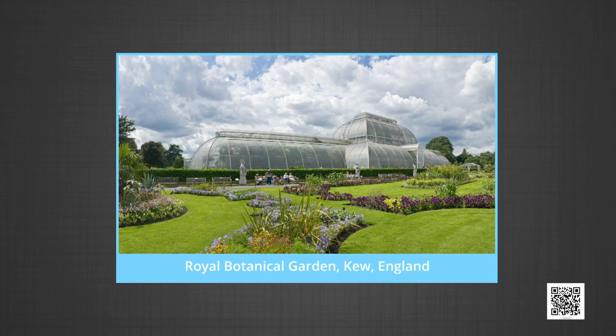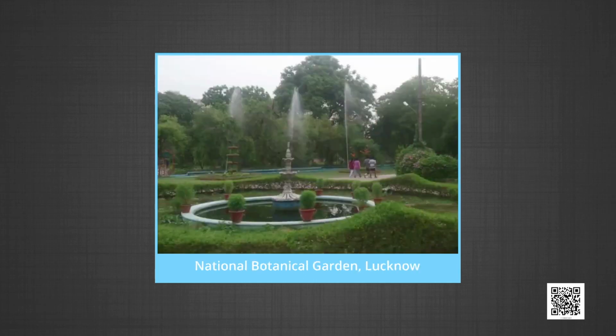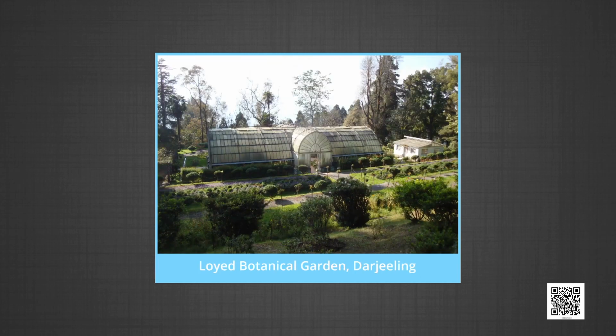It extends over about 200 acres of land. It was founded in 1759 by William Aiton. The largest botanical garden is the Howrah, Shibpur, Kolkata. It was established in 1787. Besides it, other main botanical gardens are the National Botanical Garden, Lucknow, Lloyd Botanical Garden, Darjeeling, and the Garden of Indian Agriculture Institute, Dehradun, etc.